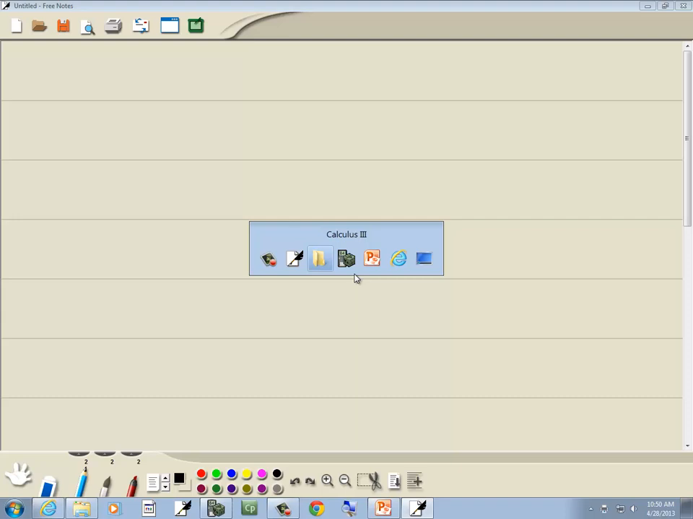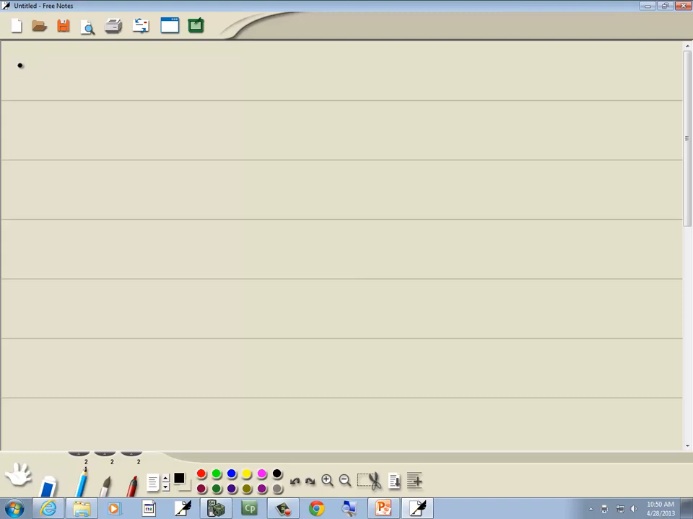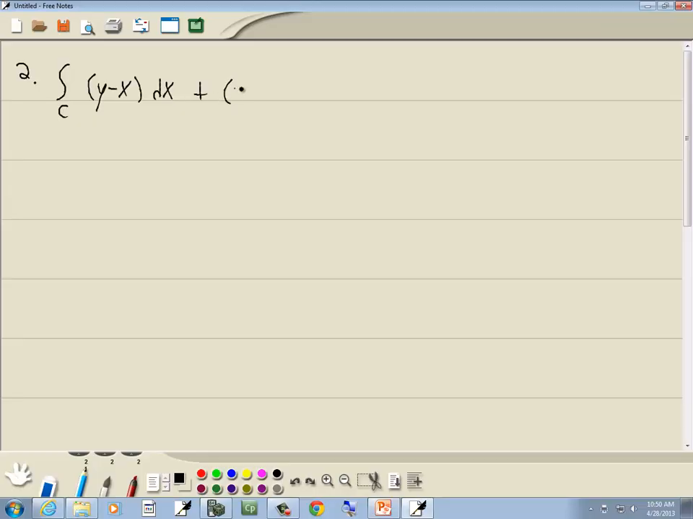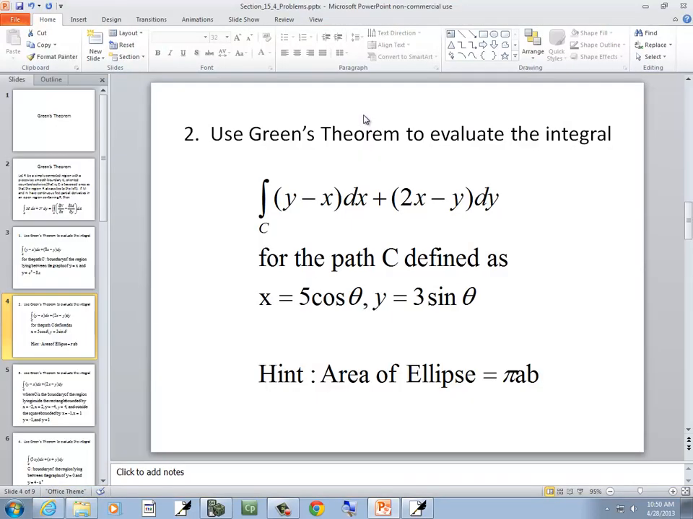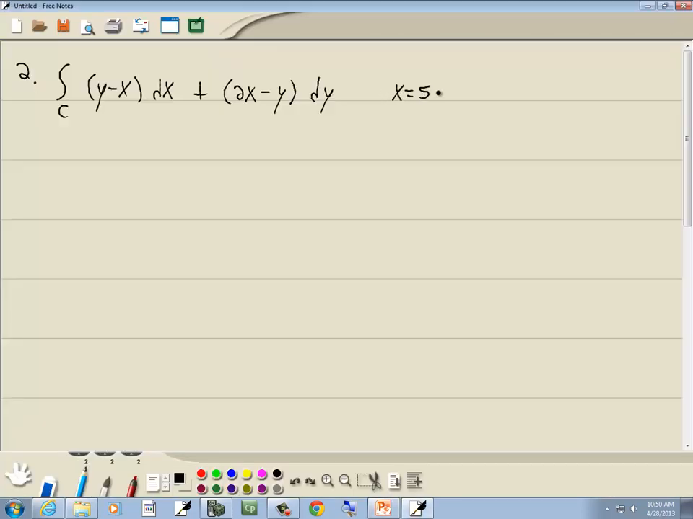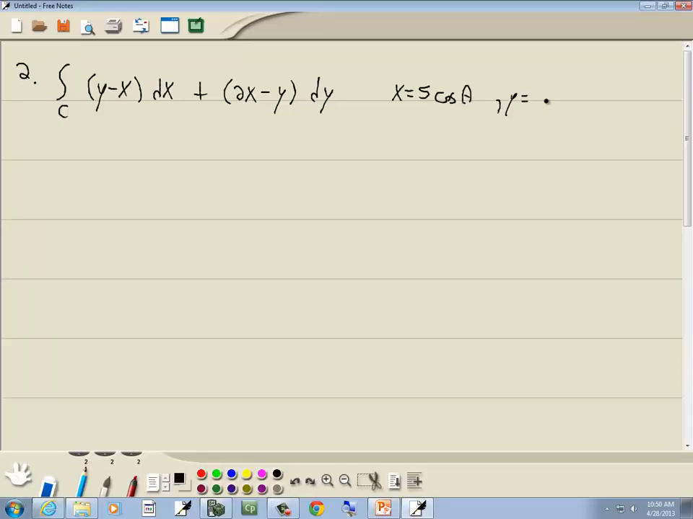Okay, let's look at our next problem. Same instructions, it tells us to use Green's theorem. So we've got y minus x dx plus 2x minus y dy, for the path C defined as x is equal to 5 cosine theta, y is equal to 3 sine theta.